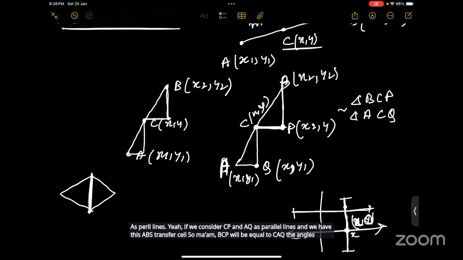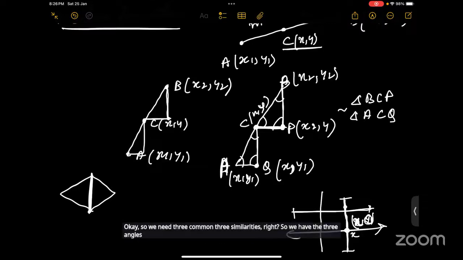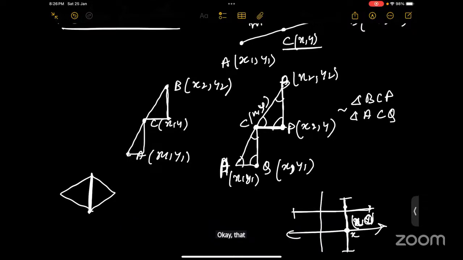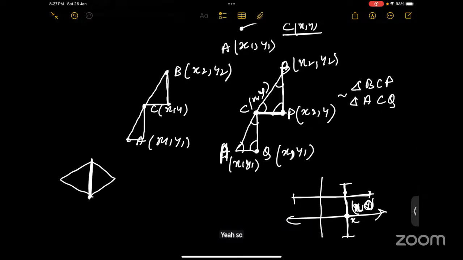That means we can call these two similar by triple A, basically. Or RHS. So we will consider the angles, triple A, right? We need three similarities, so we have the three angles which will be the same. That is why these two triangles will be similar. Is it fine? Okay.